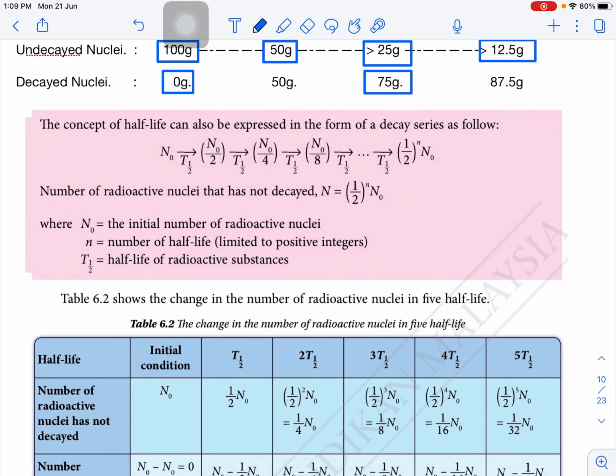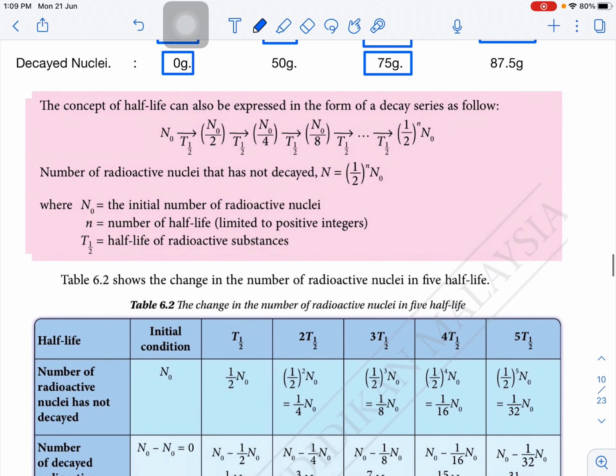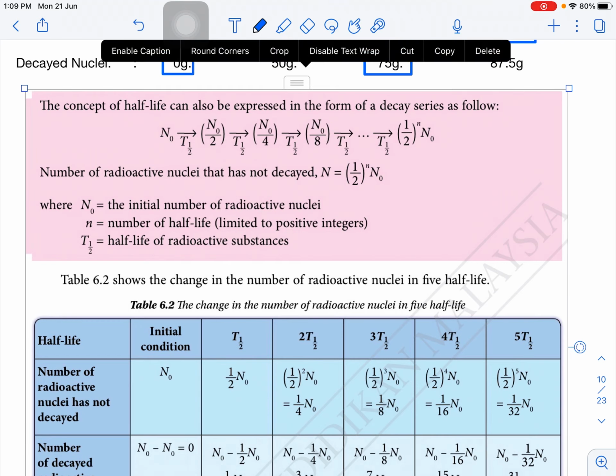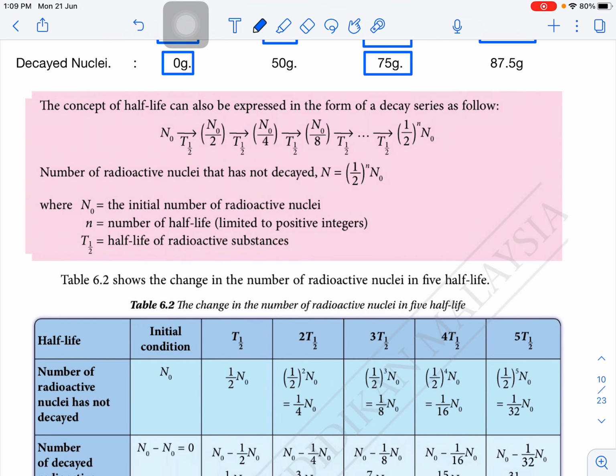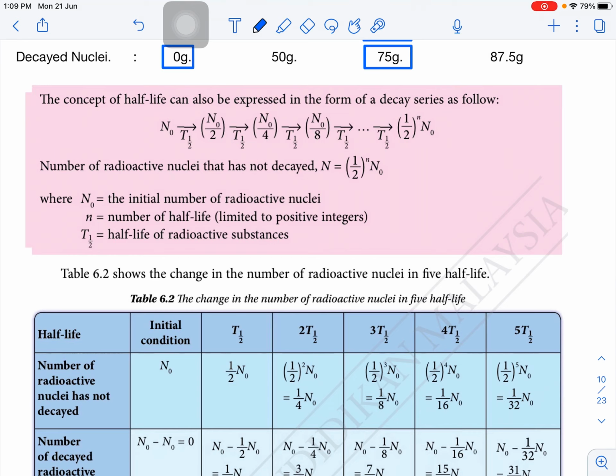The concept of half-life can also be expressed in the form of a decay series, as follows. We can use a mathematical method. Initially, let's say we have N0. N0 is the original value, and N refers to the number of atoms. So half-life means the number of atoms will become half of its original value, N0 over 2.